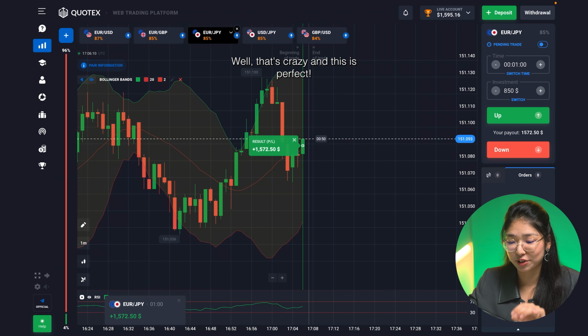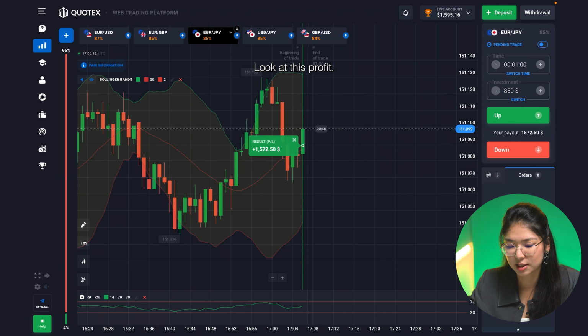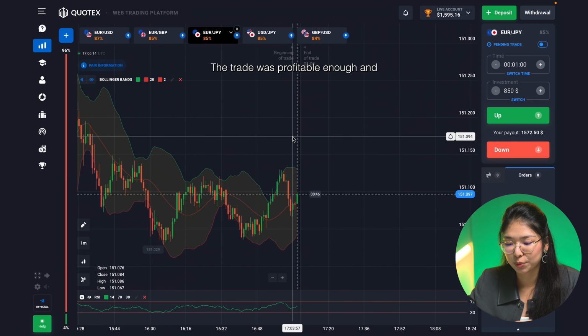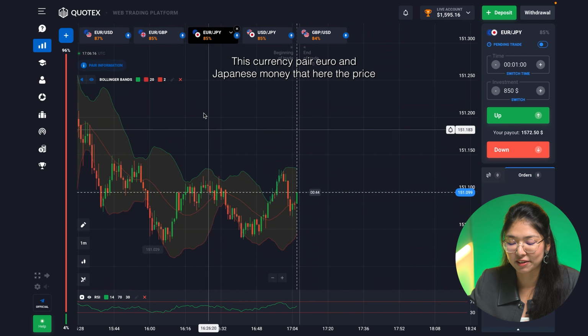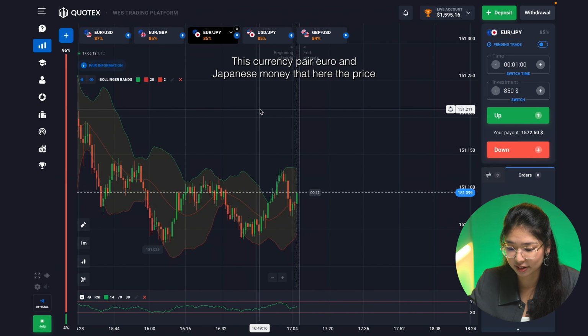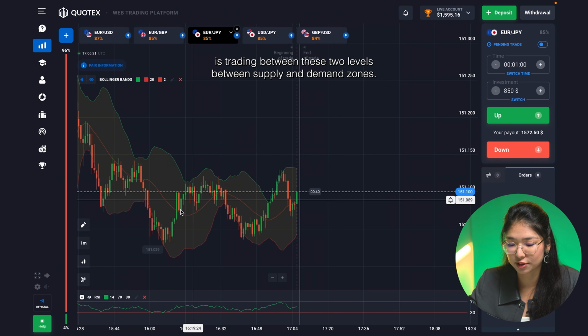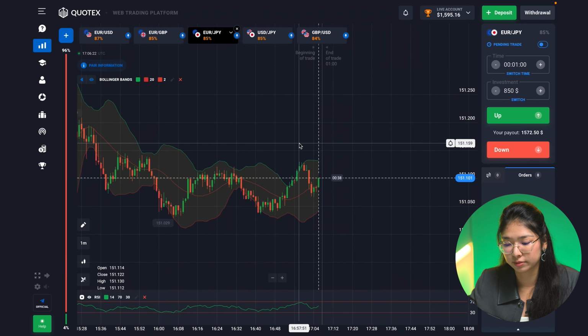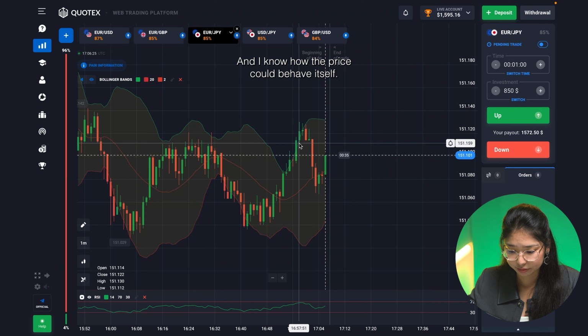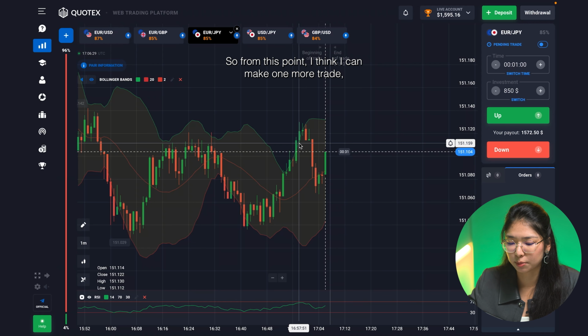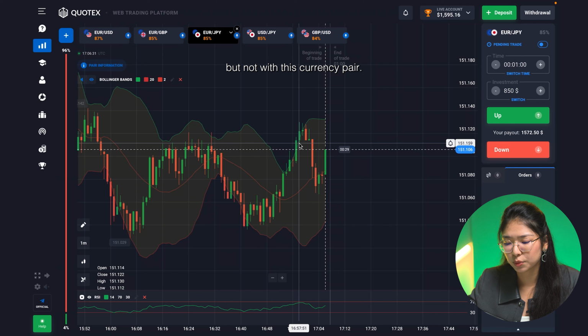Wow, that's crazy. And this is perfect. Look at this profit. The trade was profitable enough, and in this currency pair euro and Japanese yen, the price is trading between these two levels, between supply and demand zones. And I know how the price could behave. So from this point I think I can make one more trade, but not with this currency pair.